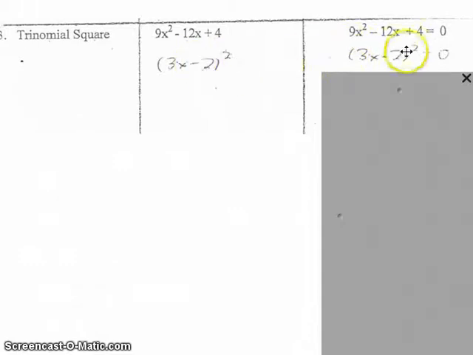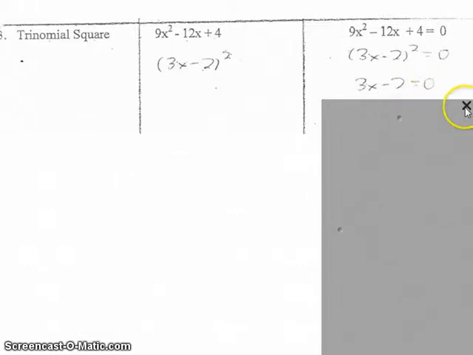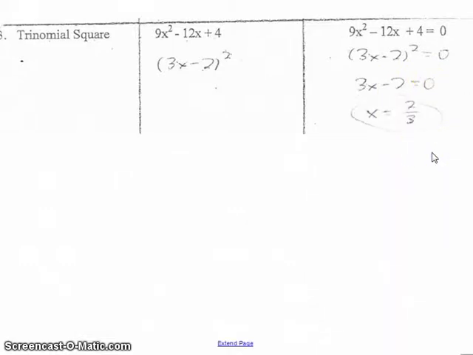So if you know on the left that (3x - 2)² is the factor, then (3x - 2)² is going to be equal to 0, just as that is equal to 0. If (3x - 2)² is equal to 0, you can take the square roots of both sides. That means 3x - 2 must be equal to 0. Move the 2 over, divide it by 3, and you're going to find that x is 2/3.